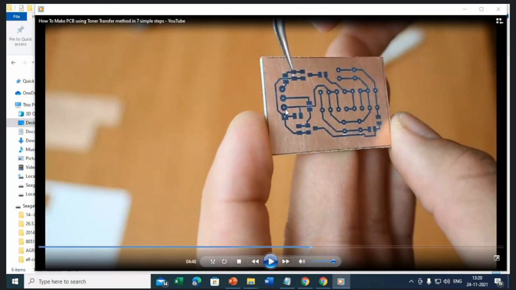This is the very important place of this video. You have unwanted paper here. You have to remove this, or else when we put this in the etching solution, the extra copper will go away, but the copper just behind this paper won't. It will remain, and it will make a short circuit. It's a very important place here.